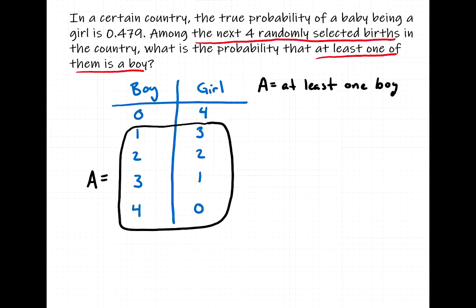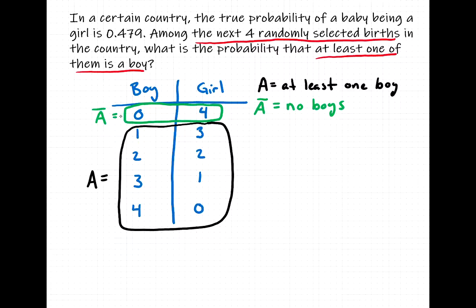And the complement, so let's do a different color here. The complement of this event, if it's not at least 1 boy, would be no boys. And the complement could only happen one way: 0 boys and 4 girls. So this would be the complement of our event.